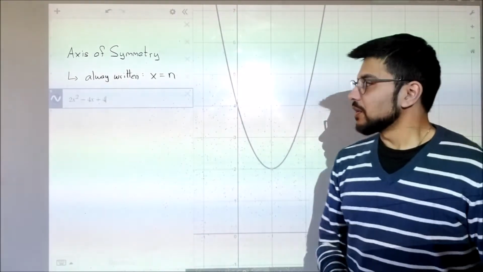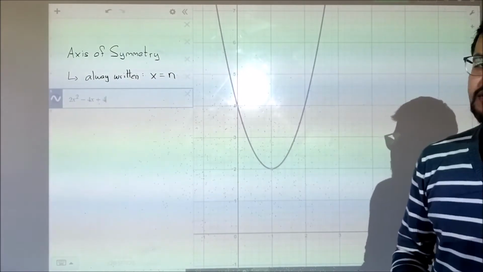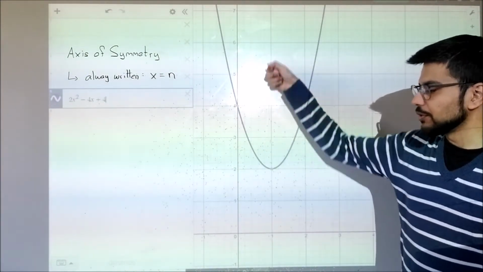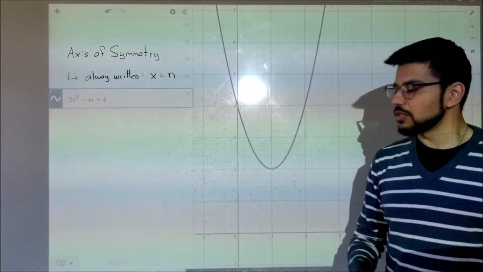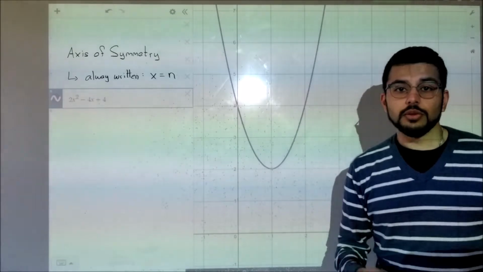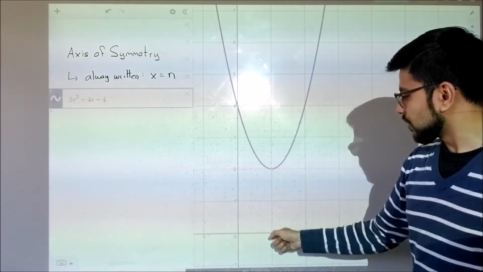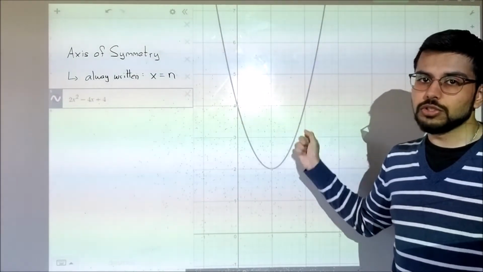Hey, Applied 30. We're going to talk about the axis of symmetry for this lesson. It's always written as x is equal to n, and that's because it's always going to be a vertical line going up and down. You might have noticed that all of our quadratics, this is just one example, are always going to be perfectly symmetrical, meaning you should be able to draw a vertical line somewhere which can act as a mirror, where the left half is identical to the right half.